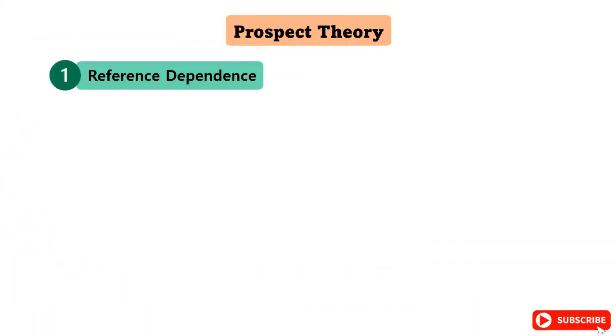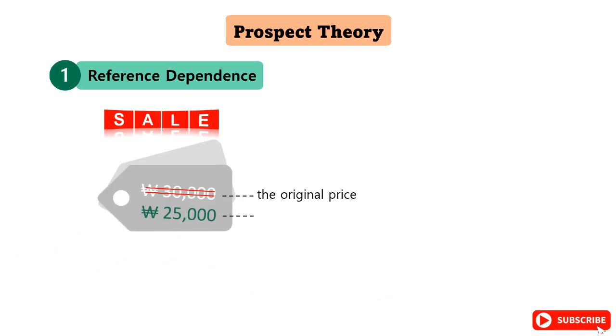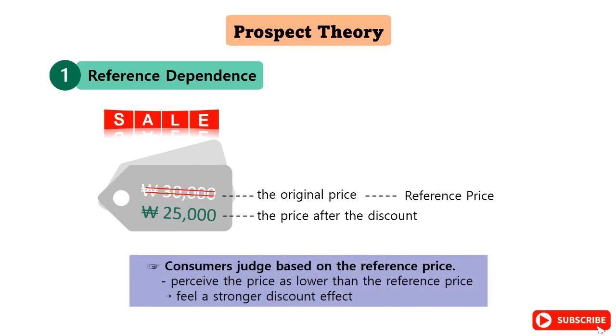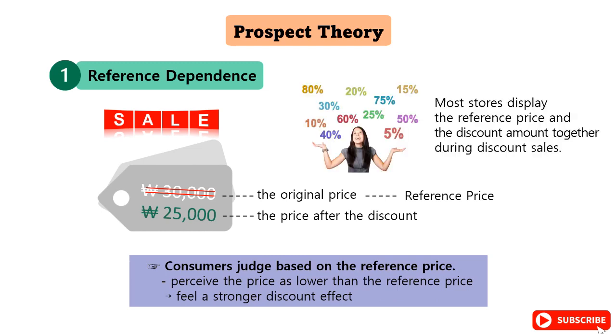Reference dependence is widely utilized in marketing. For example, when conducting a discount sale, if we always display the original price before the discount and the price after the discount together, consumers will perceive the discount effect more strongly. This is because consumers judge based on the reference price, and if the reference price or the original price is displayed, they perceive it as lower than the reference price. Therefore, most stores prominently display the reference price and the discount amount during discount sales.